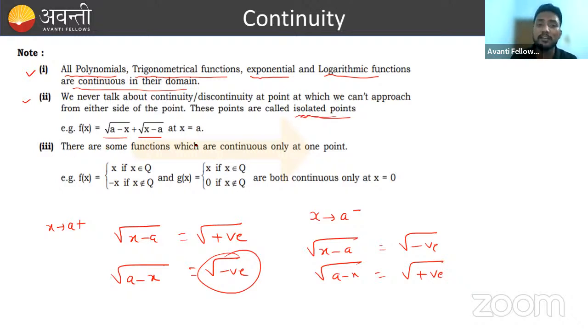And also there are some functions which are continuous only at one point. Throughout the graph you will find that there is only one point where it is continuous. Like if x tends to 0, this is the function f of x equals x if x is a rational number, and if x is an irrational number, then it is minus x. So only 0 can verify it. These are the examples you can see. For now you just have to remember that there are some functions which will be continuous only at one point.